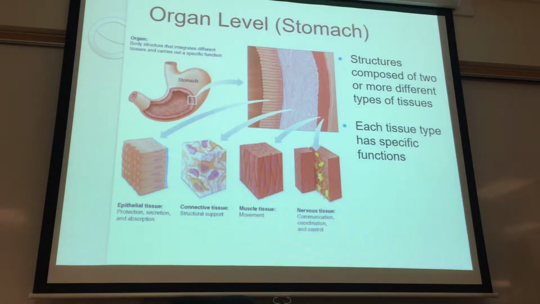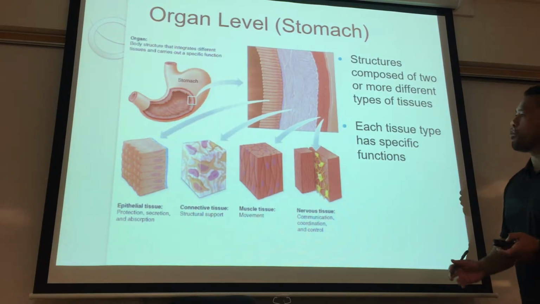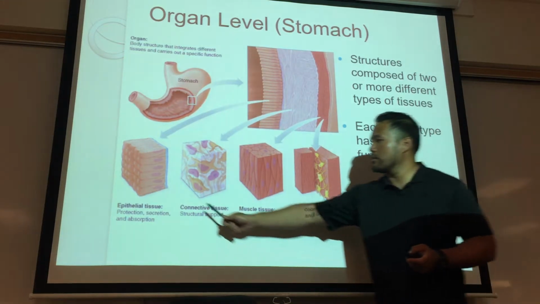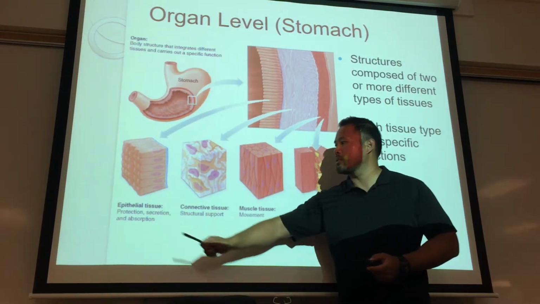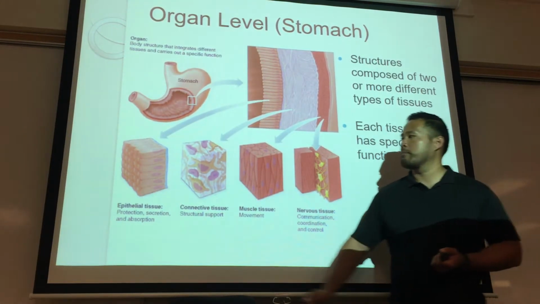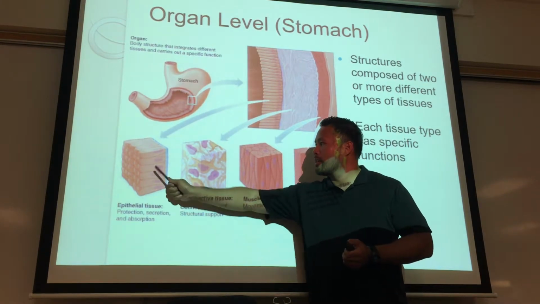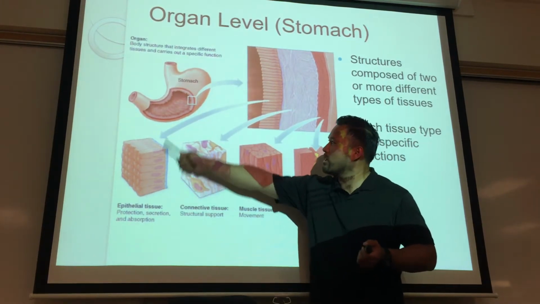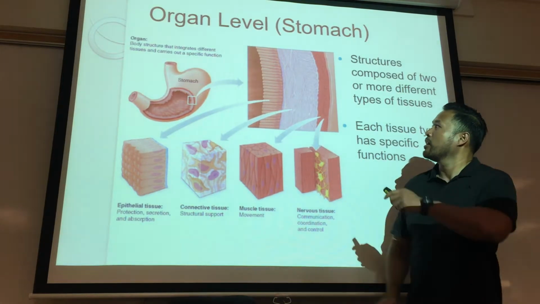And again, we take it and look at the organ level. We look at specifically those four main tissues. The epithelial tissue, and you'll see on there protection, secretion, absorption. Again, more of the things we talk about later on. This is going to be the protective layer. This is the most innermost layer. You can see that when we zoom in right next to us.